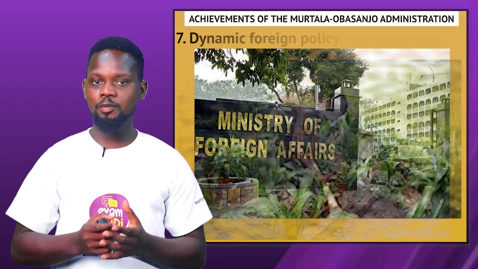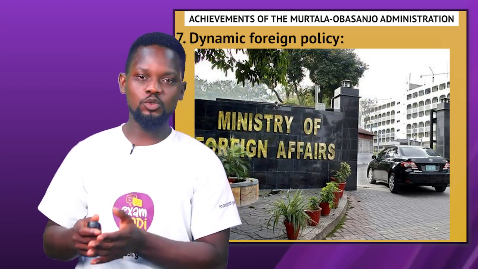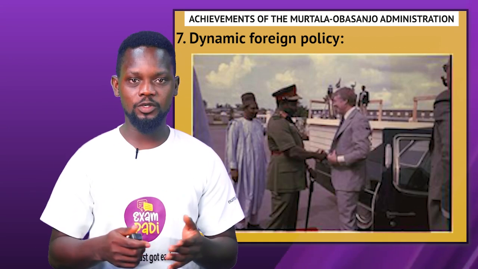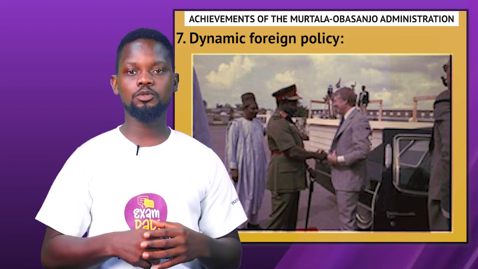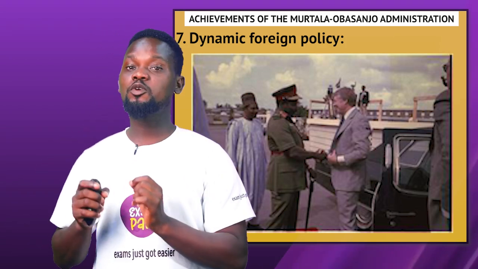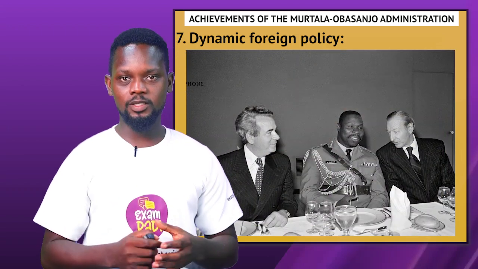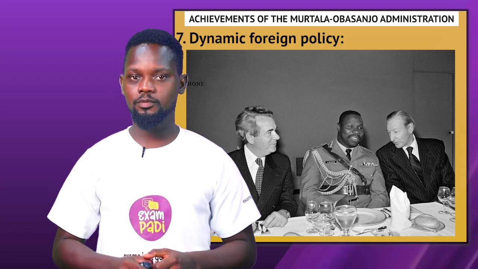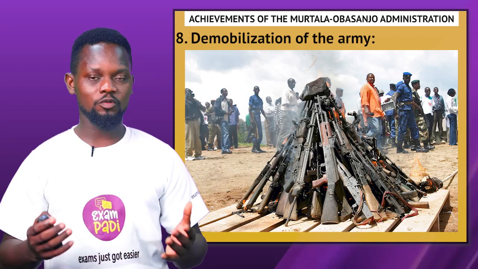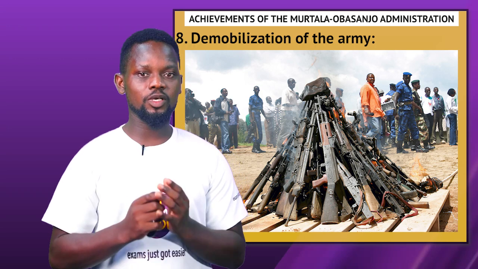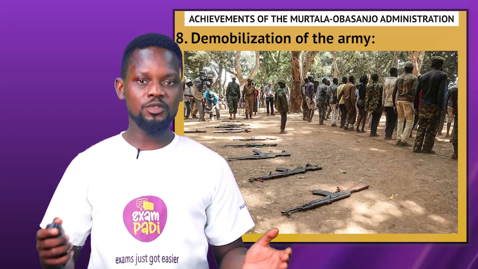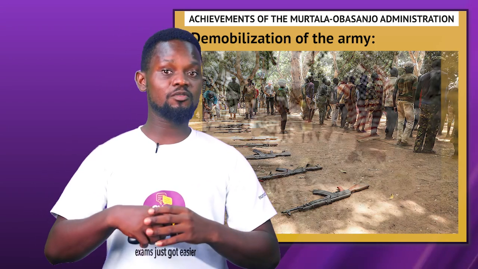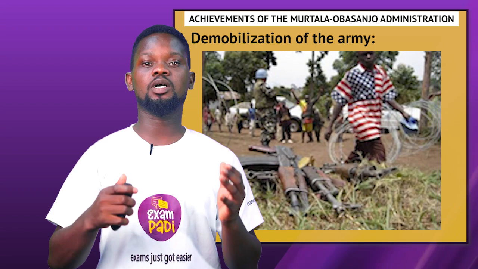Number 7. Dynamic foreign policy. The regime pursued a dynamic foreign policy that made Nigeria maintain a leadership position in Africa and a respectable place in the world. The nation spearheaded support for the newly independent Angolan government and liberation movement in Namibia, Mozambique, and South Africa. Number 8. Demobilization of the army. The large Nigerian army was reduced by about 50,000 officers and men, making the army more effective and manageable, and saving much cost for other important national needs.